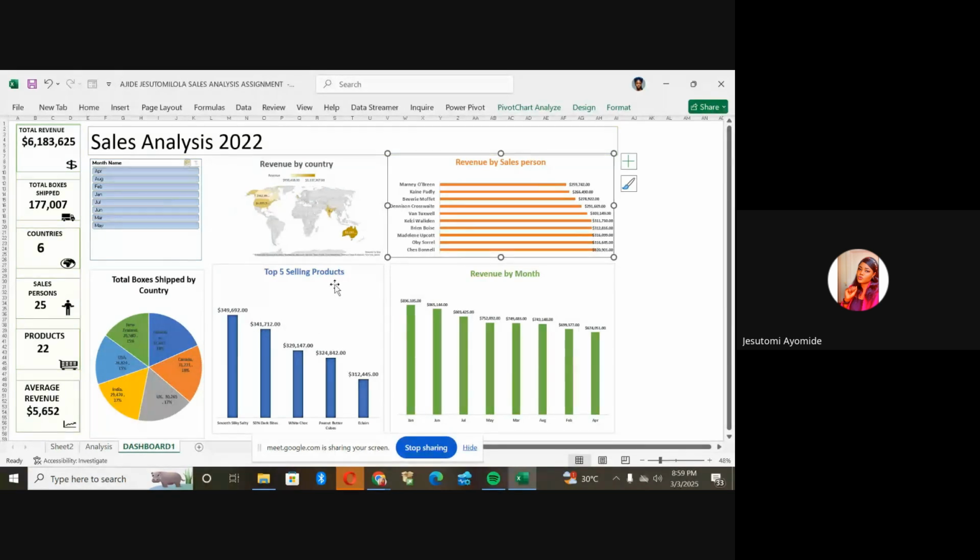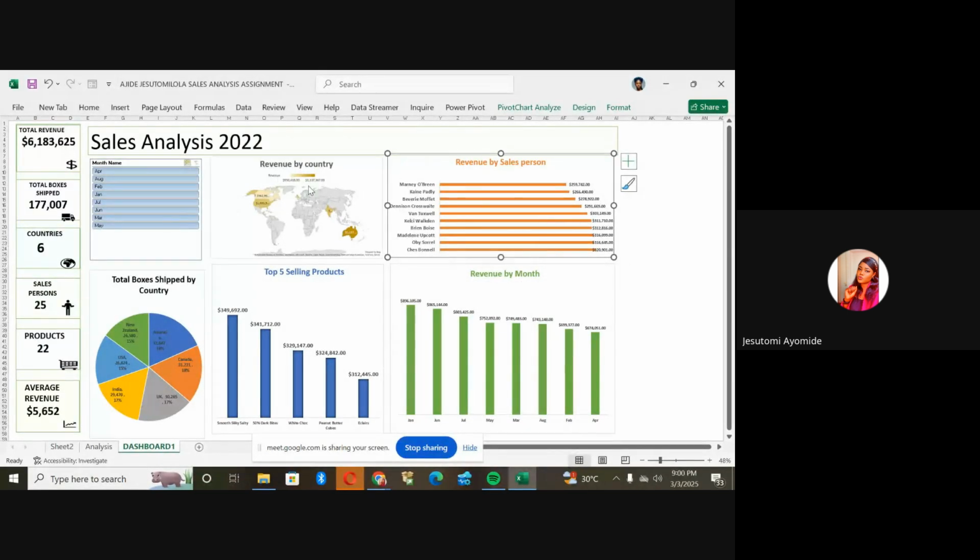So for my own recommendation, I'll talk about the top selling products, which I found that Smooth Silky Salty is the product that sold the most out of the 22 products. So I would tell the stakeholder to invest more in that product. And also we could see that Chess Bonnell brought in the highest revenue, so probably the management could reward him for doing well, and also encourage others to make enough sales.